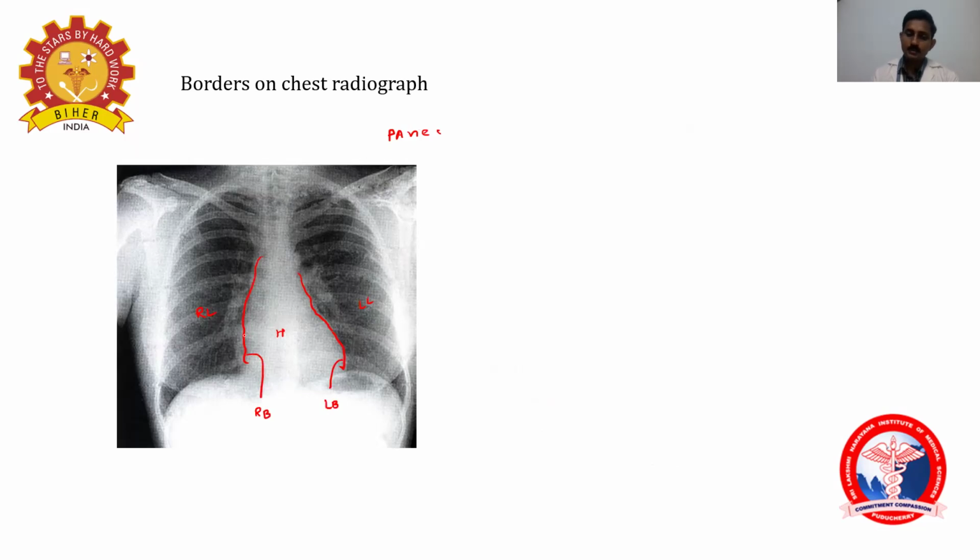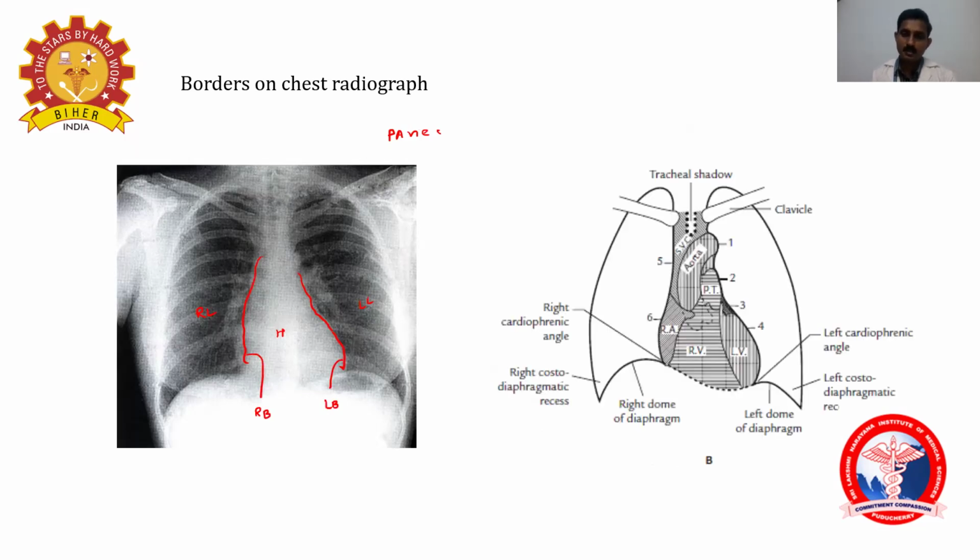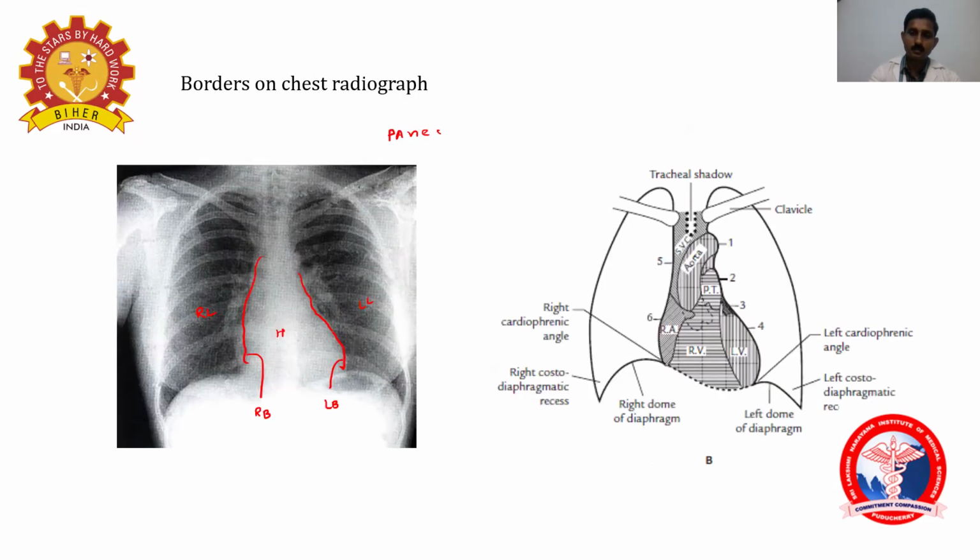In the right border, there is some slight change you can see here. The right border of the heart, there we saw it is formed only by the right atrium. We didn't see the superior vena cava. But in the case of a chest X-ray, you have to include the SVC and the right atrium. That is the difference between the chest radiograph and a specimen.